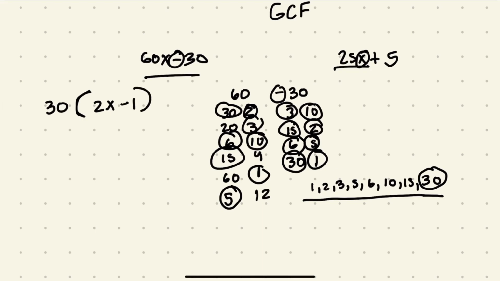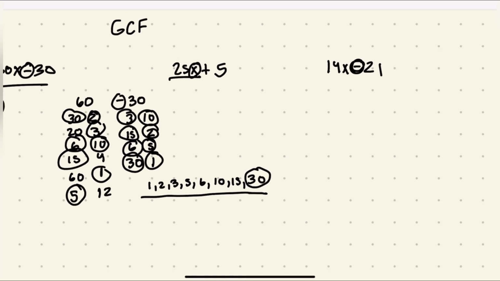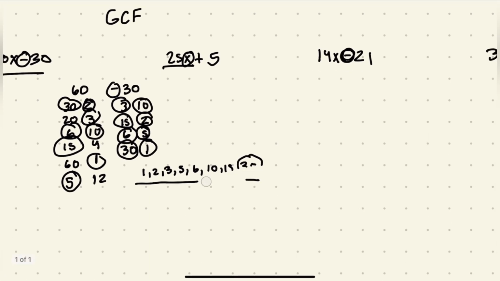And that's our expression. How do we check? Well, we can just distribute. We do 30 times 2x, which is 60x, and 30 times negative 1, which is negative 30, and there you go. It matches up with our original expression. Let's do another one. We have 25x plus 5.